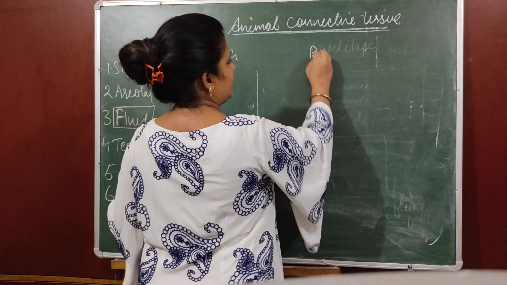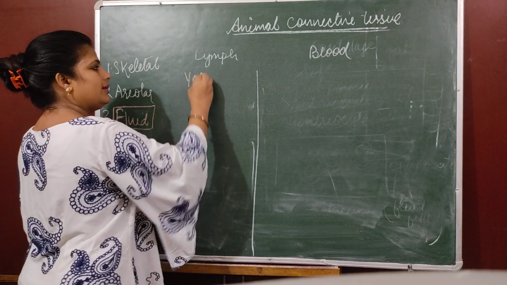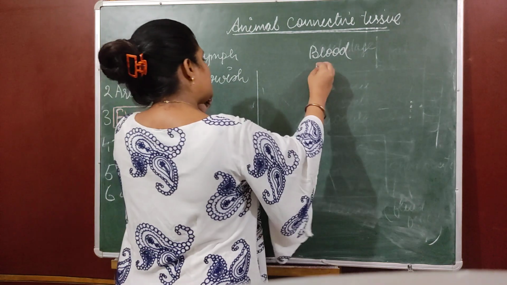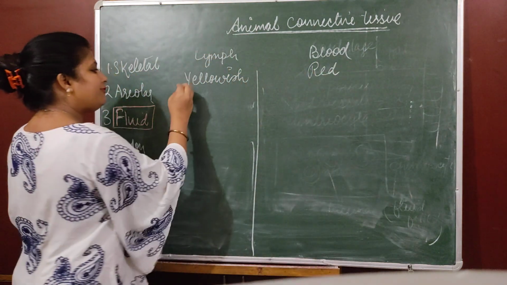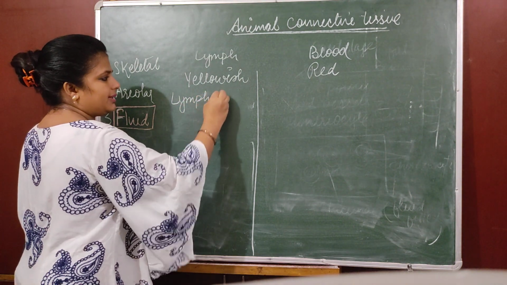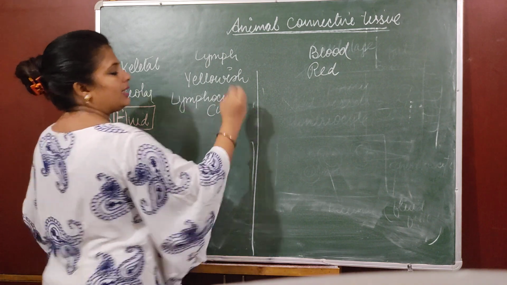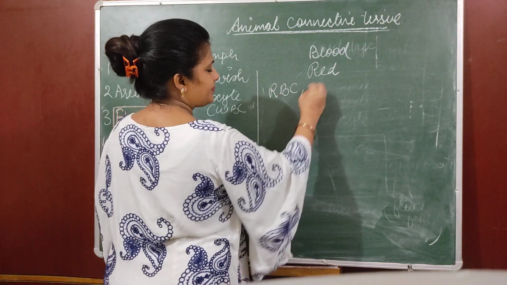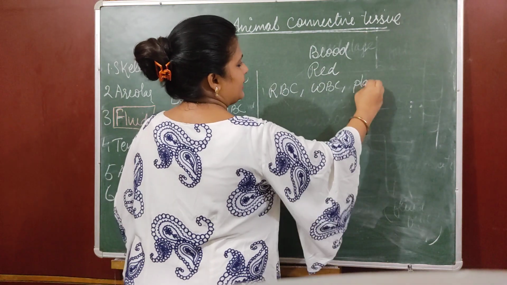and one is blood. Now what is lymph? Lymph is yellowish in color. And what is blood? Blood is comparatively red in color. Lymph contains lymphocyte cells. Now what is a lymphocyte cell? That is a kind of WBC. While blood is made up of three kinds of cells: RBC, WBC and platelets.